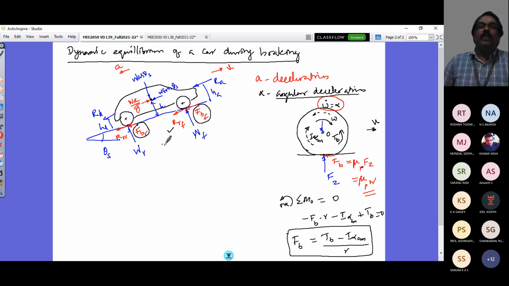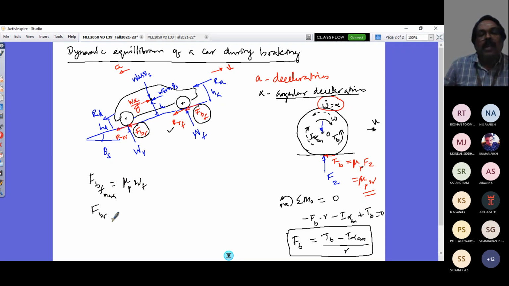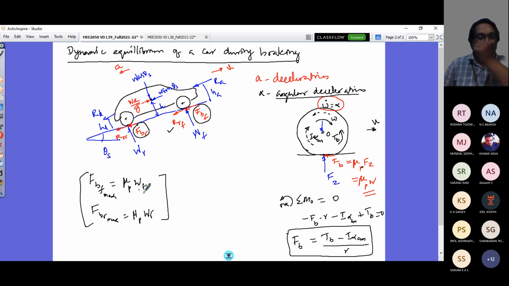So how do I now get the condition of having the maximum values of FBF and FBR here? That's what we have already looked at. FBF maximum value would be MEP times WF, and FBR maximum value is limited by MEP times WR. So the maximum values are limited by this MEP times WF. So I now require the normal loads at the front and the rear axle. How can I get that from this free body diagram? I can get that simply.